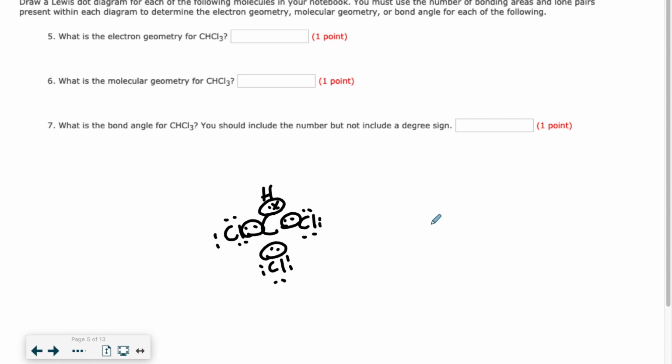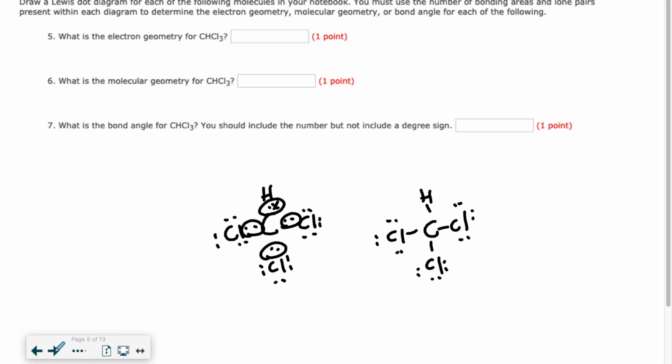So that's my Lewis dot diagram. Again, if I wanted to draw it a little bit more neatly, I could use the individual lines. These chlorines do have lone pairs on them as well, but the lone pairs are not going to have any kind of impact on the shape of the molecule because they are not on the central atom.